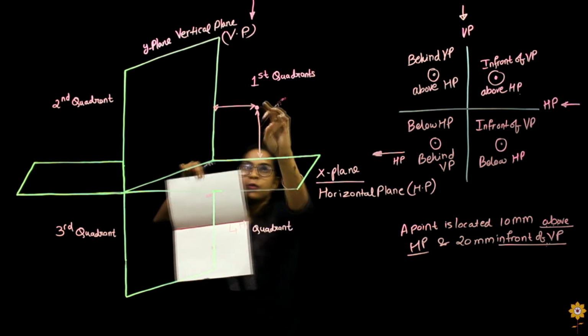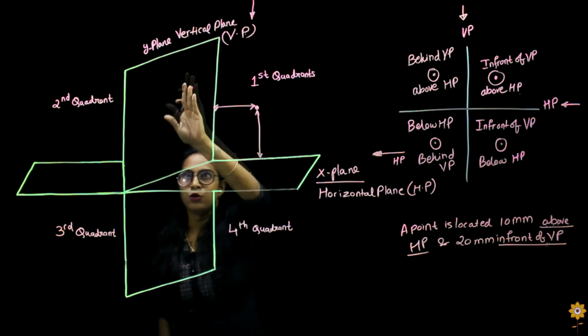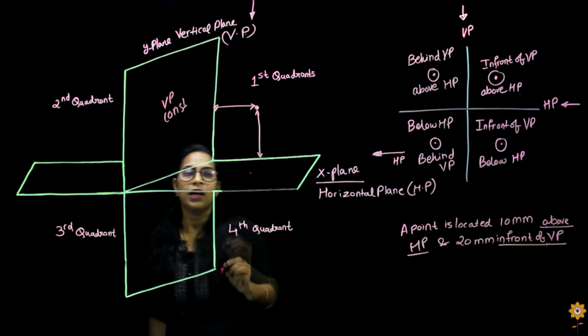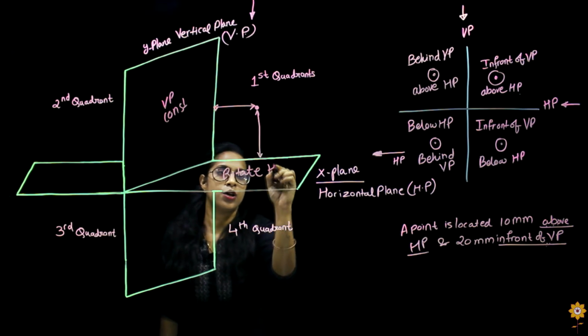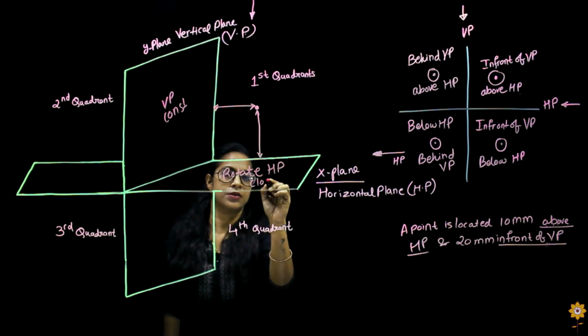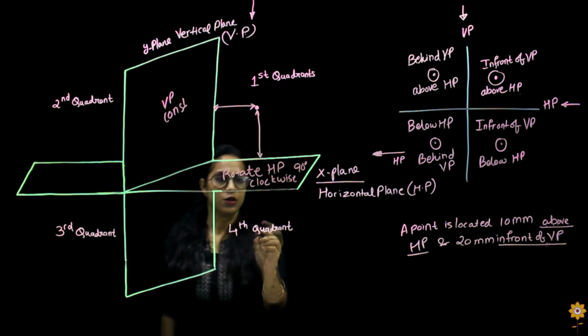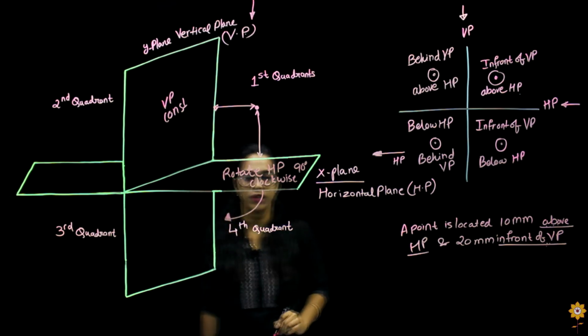So if I have a point which is located here, again what we should do, I should keep my vertical plane constant and I rotate my horizontal plane clockwise 90 degrees. So it would be rotated like this.